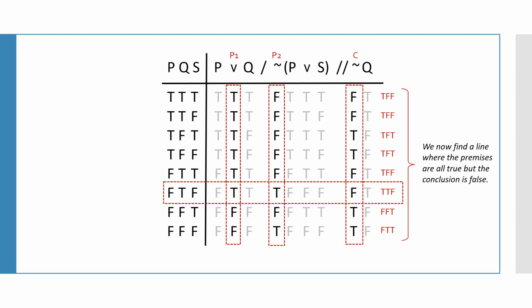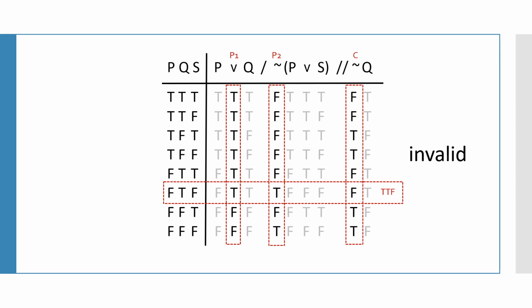Towards the bottom, we discover that on the 6th line, where we have P is false, Q is true, and S is false, if in this argument those particular truth values were assigned to our simple terms, the result would be that all of the premises would be true, but the conclusion is false. And this, of course, tells us necessarily that this is an invalid argument.